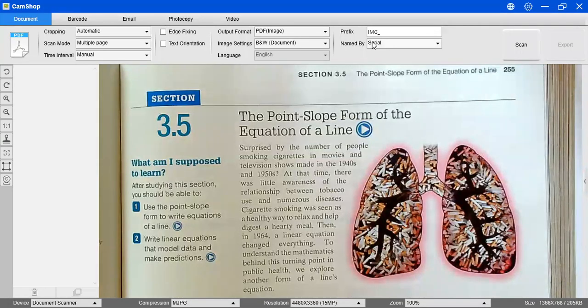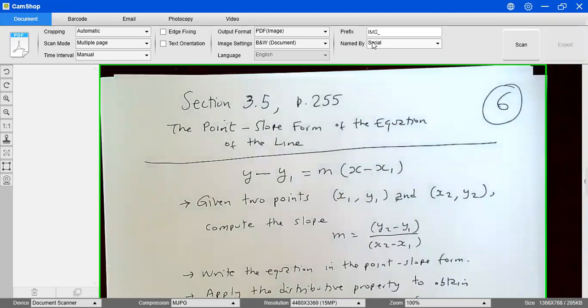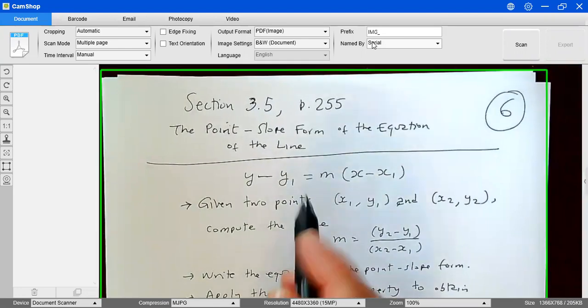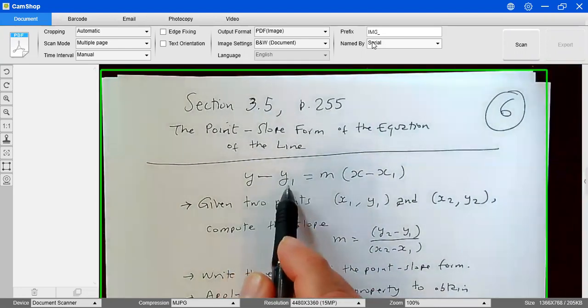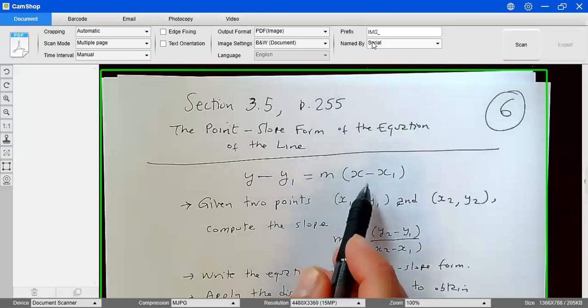We're going to start now section 3.5. It's about the point-slope form of the equation of a line. This section starts on page 255. So that's the third form we're going to have for the equation of a line. The form is this: y minus y1 equals m times x minus x1.